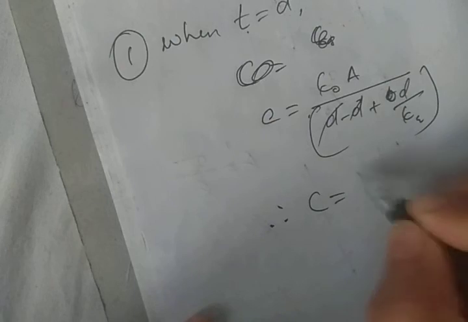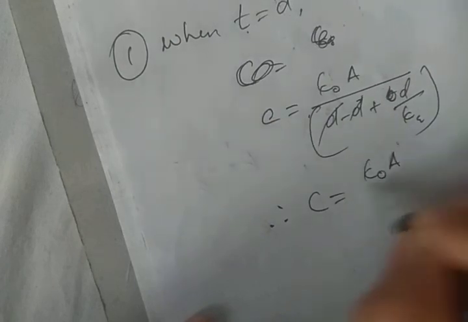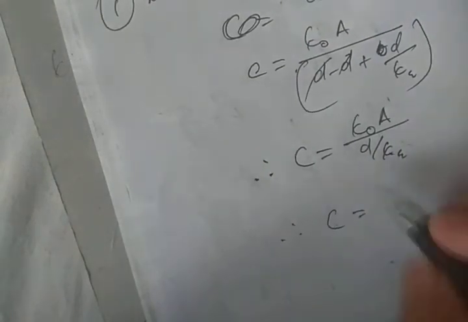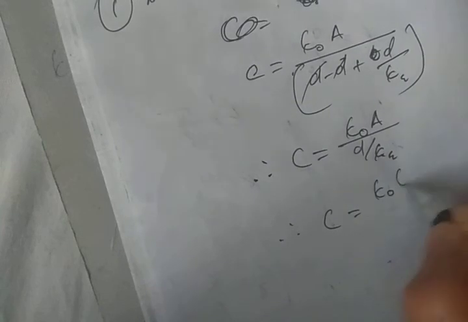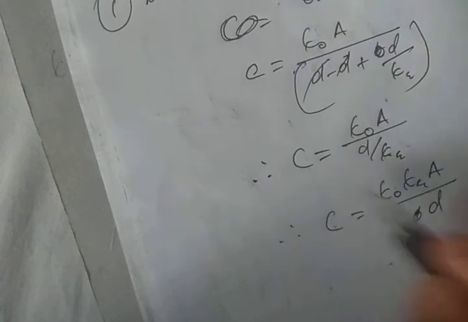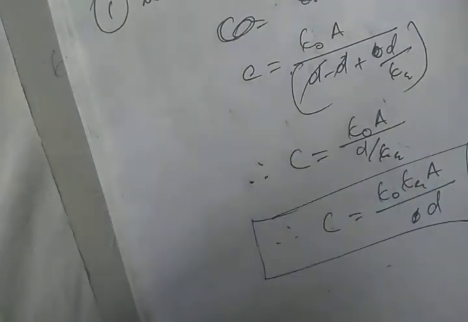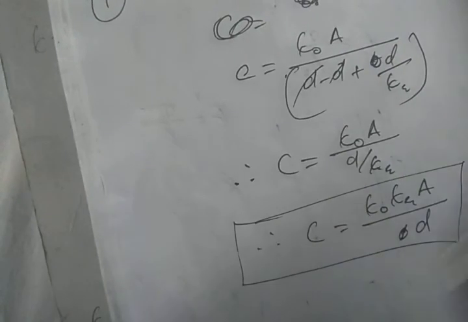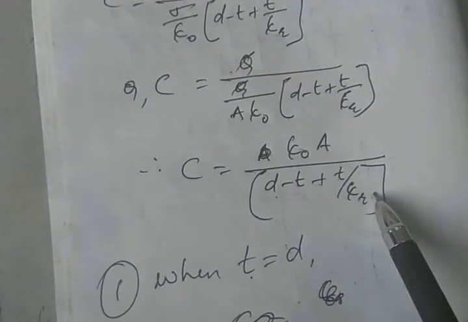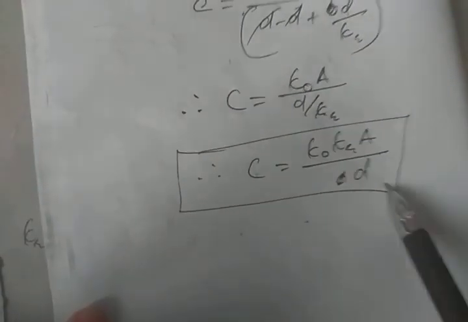Since t is d, t and d are the same, so d minus d cancel each other out. Therefore C becomes epsilon naught A upon d by epsilon r. It's like I'm spoon feeding you all. So this epsilon r goes to the numerator, and this becomes epsilon naught epsilon r A by d. So this is the expression for the capacitance of a capacitor when the space between the two plates is completely filled up by a dielectric material, remember. When it doesn't fill up completely, it's the earlier one. When it fills up completely, it's this.